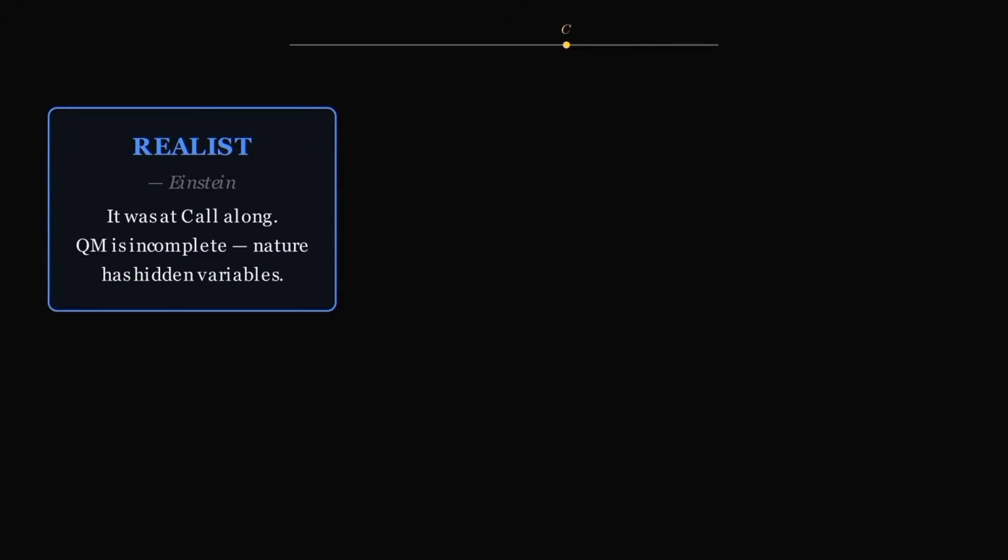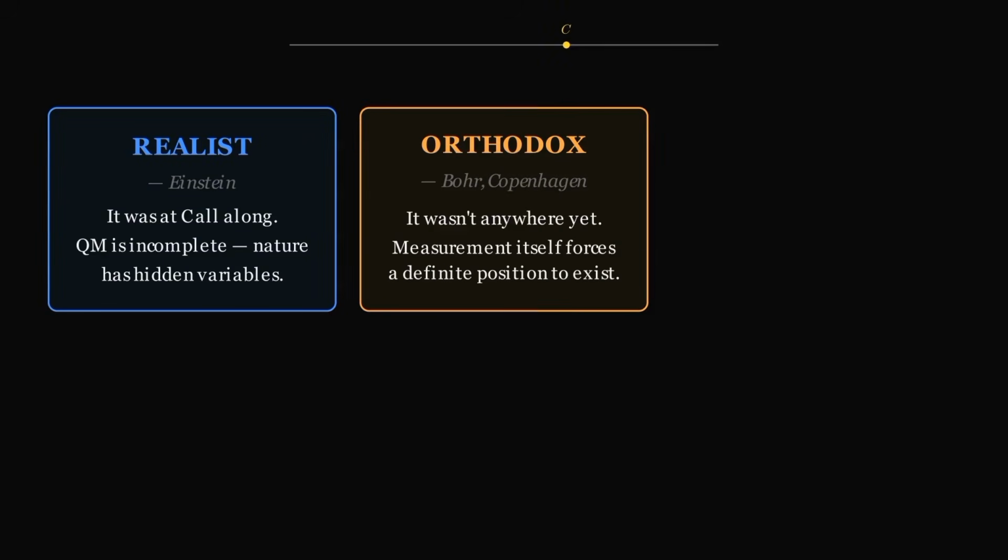There is some deeper layer of reality, hidden variables that the theory doesn't capture yet. The orthodox position, the Copenhagen interpretation, associated with Niels Bohr, says something much stranger. The particle wasn't anywhere at all, not hidden, not merely unknown. There was no fact of the matter about its position until the act of measurement forced one into existence.